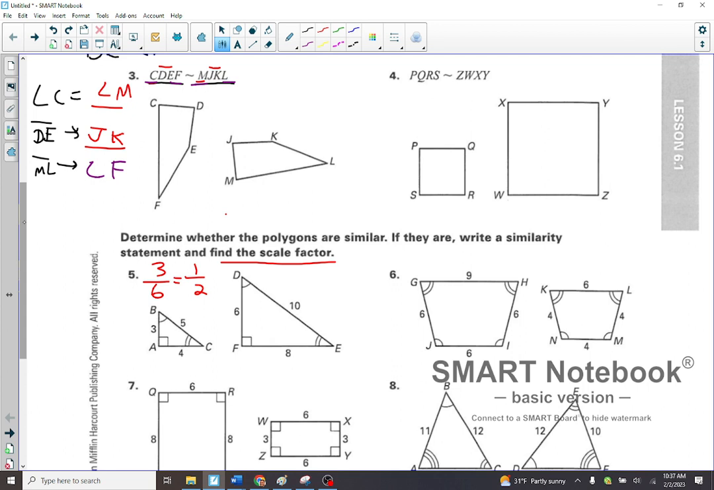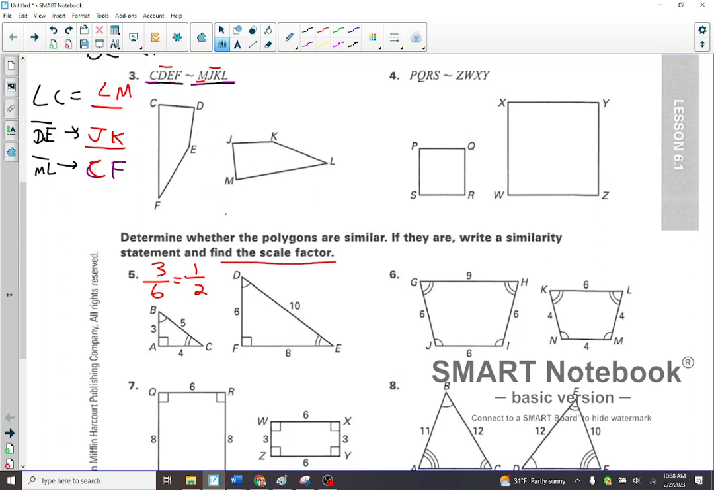CF, let's see. Bottom, CF is the last two letters, ML is the last two letters, so they match together. Look at the similarity statement.